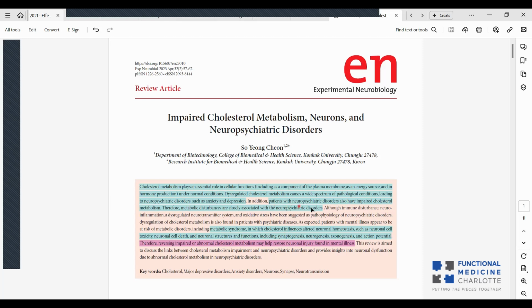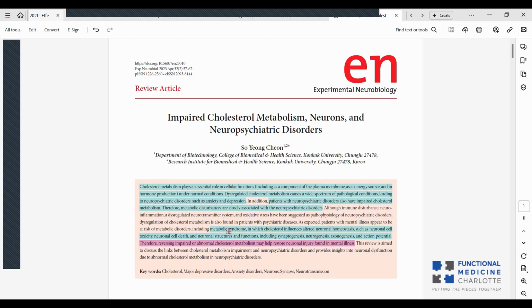So like here in the abstract, which I didn't show you, patients with neuropsychiatric disorders also have impaired cholesterol metabolism. Therefore, metabolic disturbances are closely associated with neuropsychiatric disorders. So again, what can I do to help? Well, if there's any sort of metabolic disorder going on, addressing that's going to be better than taking 5-HTP, say. A key metabolic disorder is metabolic syndrome. So that's blood sugar issues. It's a combination of blood sugar issues, cholesterol, high blood pressure, a high waist to hip ratio. Metabolic syndrome, in which cholesterol influences altered brain function.